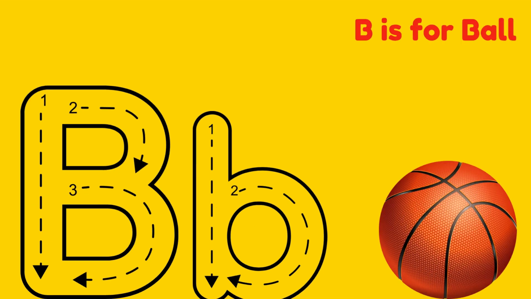For uppercase B, draw one vertical line, then add two rounded curves, one on top and one on the bottom. B is for ball, bouncing high and low. Trace your B, and let your letters glow. For lowercase b, start with a vertical line, then add a big curve on the right from top to bottom.